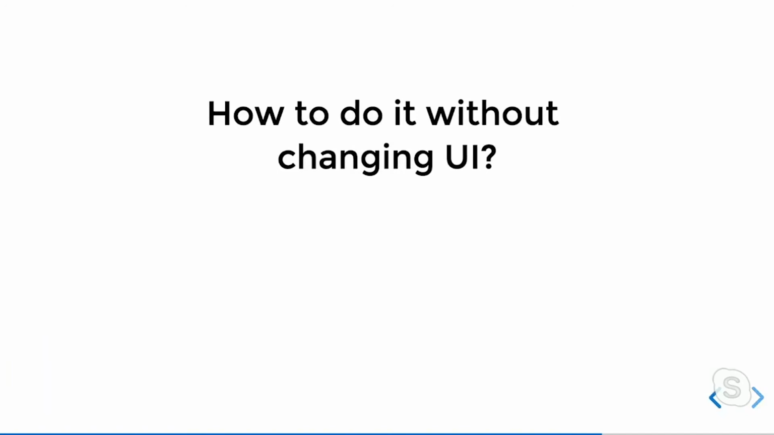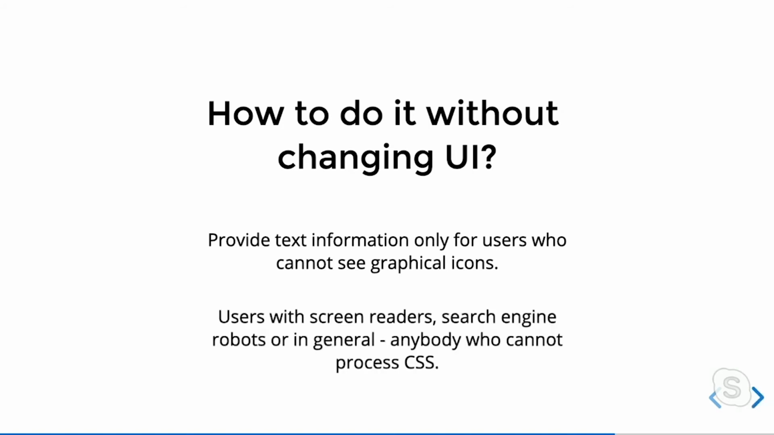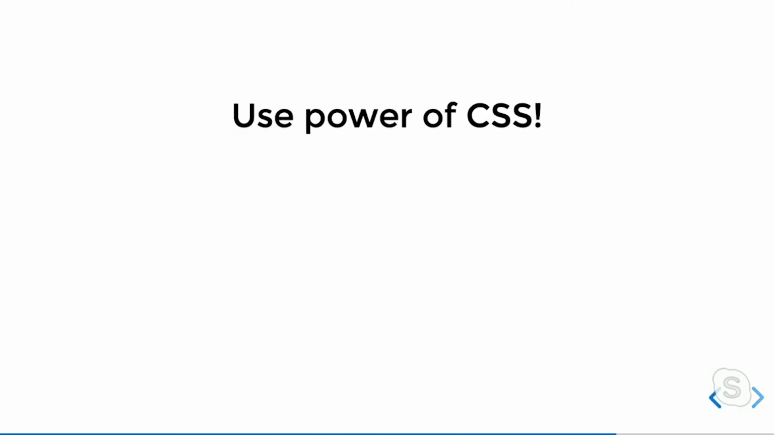Anyway, we can do it in such a way that we don't change the UI. So we can provide the text information only for the users who cannot see the graphical icons, which means the users with screen readers, robots, or anybody who cannot process the CSS. So we will create an alternative way to reach the information. We will do it with the CSS.